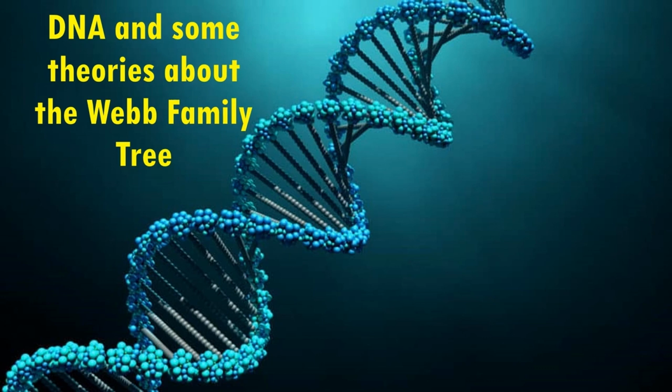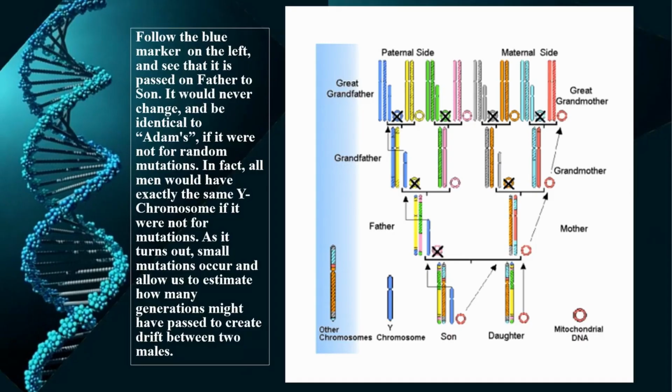Hello, my name is Monty Webb, and we're going to discuss today DNA and how it may help in some theories about the Webb family tree. Follow the blue marker on the left and see that it is passed on father to son. Now let's just take a look here. This is the blue marker I'm talking about, the Y chromosome. And if this is me, here's my Y chromosome.